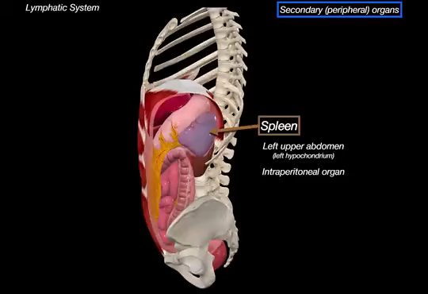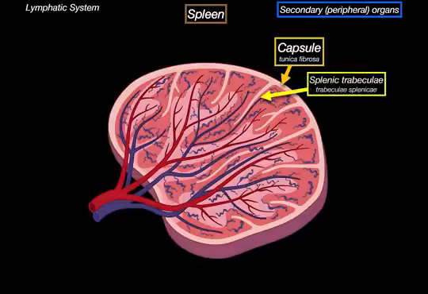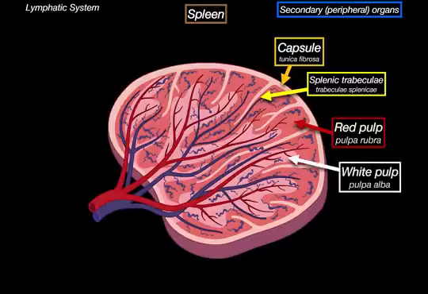peritoneum. If we take the spleen, cut it open, and look inside, we will see a thick fibrous capsule on the outside. This capsule sends inwards extensions called splenic trabeculae, which divide and support the inner tissue. Inside, we can clearly see two main types of tissue: the red pulp and the white pulp. The red pulp is involved in filtering the blood and removing old or damaged red blood cells. The white pulp, on the other hand, is rich in lymphocytes and is responsible for initiating immune responses against any blood-borne pathogens that enter the spleen.